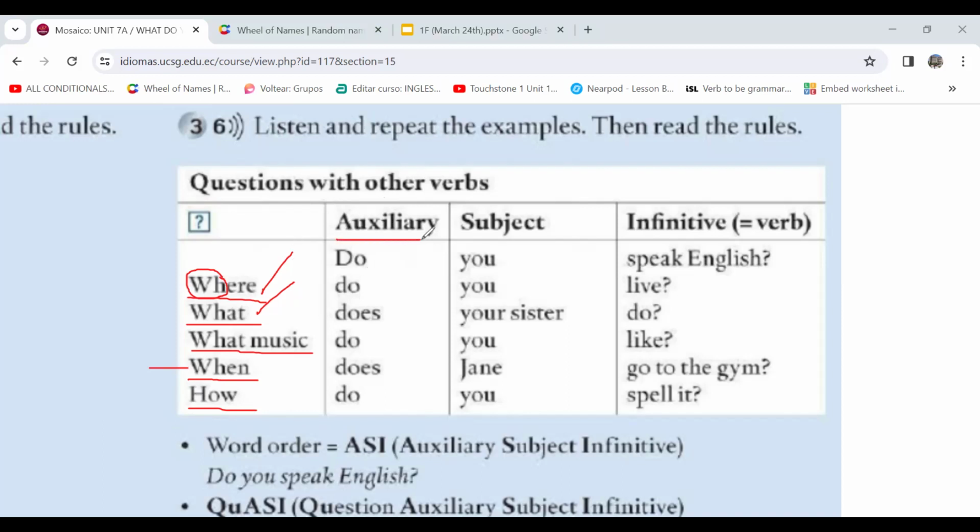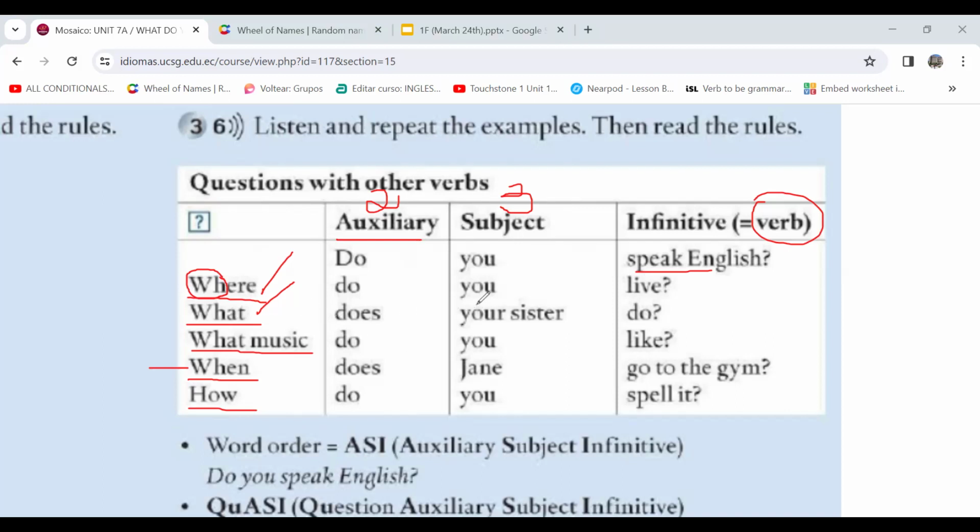Then we need the auxiliary in the second place. Then I need the subject. Three is the subject. It could be a pronoun or a name. I can write here Anita, Susana, Juan, John, Nancy, okay? So this is the subject. And finally, the verb, okay? The verb. En su forma base, en su forma normal, así, live. Tercera persona o no, va en su forma base, ¿ok?